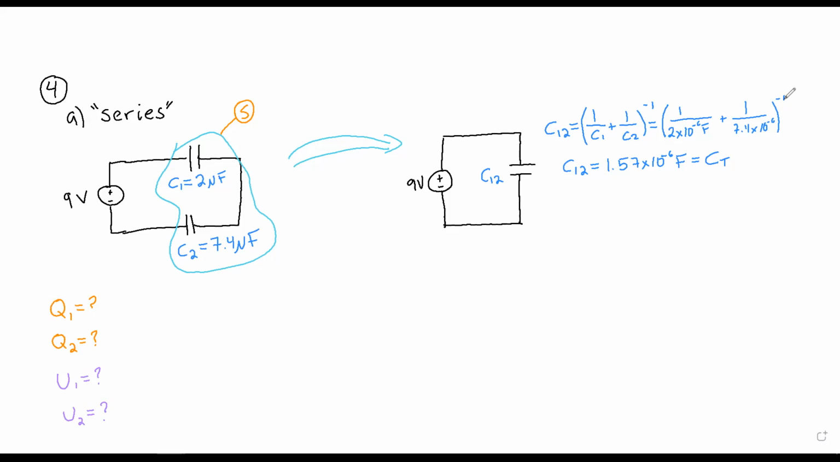Now, the next thing we're going to do is the following. I'm just going to tag it here. These 9 volts are the total voltage of the circuit. So I'm going to call these 9 volts the total voltage of the circuit.